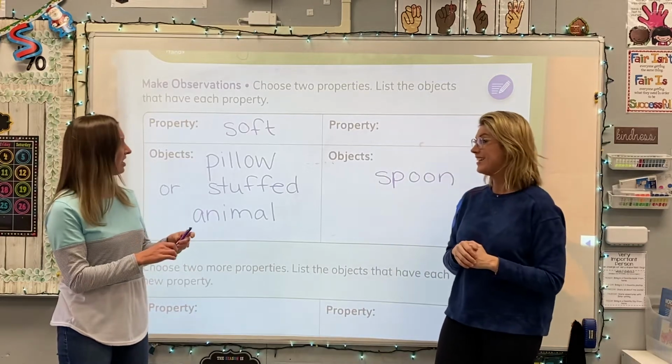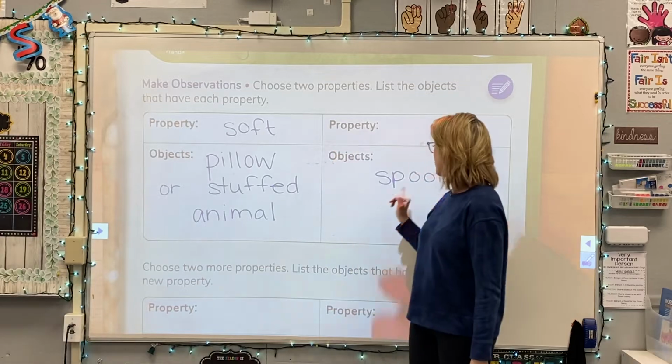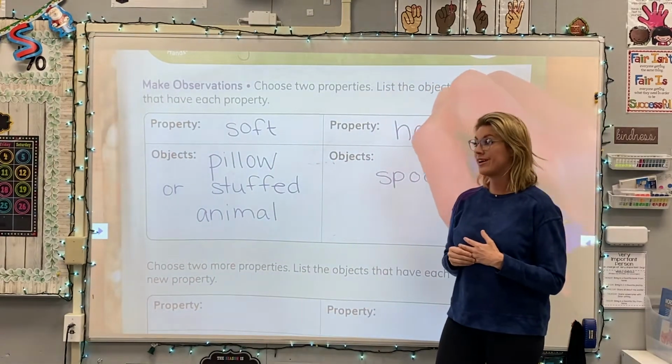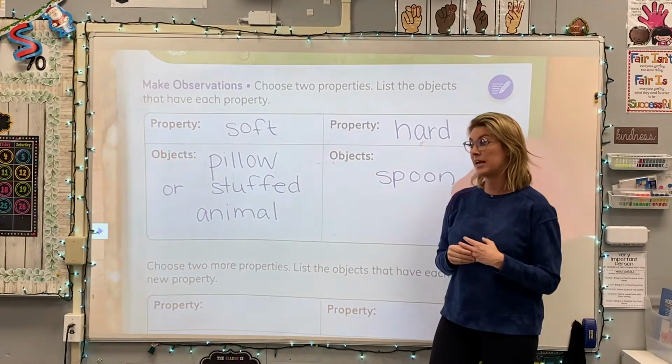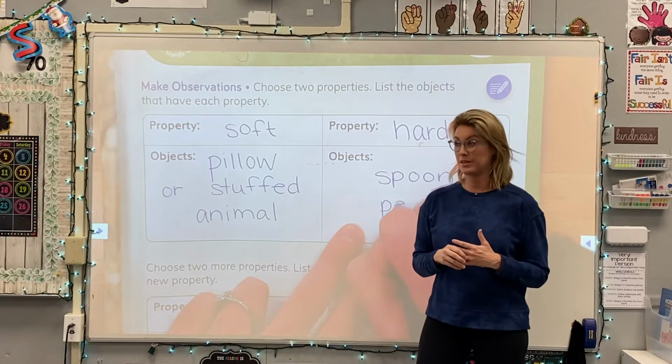Not. It's hard, yeah. It's really hard. And that is a great property to use to describe a spoon and a pen. Both of them are hard. They're not soft, and I probably wouldn't choose it to lay my head down on or to sleep with, because I want something soft to sleep with, not something hard.